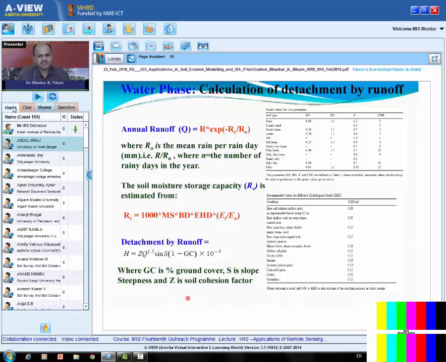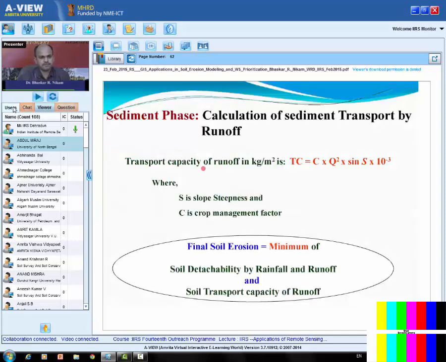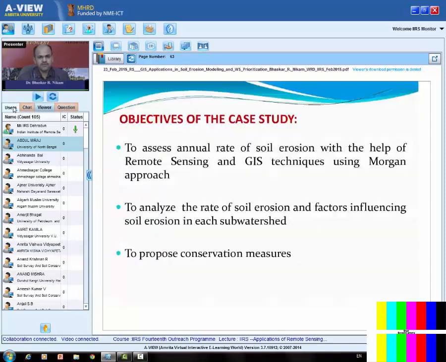It is nothing but a percentage of land covered by vegetation, which you can calculate using vegetation indices or land use map. And the transport capacity is calculated considering the C factor, Q factor, and the topography. Now the total detachment will be detachment due to raindrop plus detachment due to runoff, and this will be compared against the transport capacity. So if the transport capacity is less than the detachment, your erosion is transport limited, and if your detachment is less than the transport capacity, your process or erosion is source limited. So this is how we do.